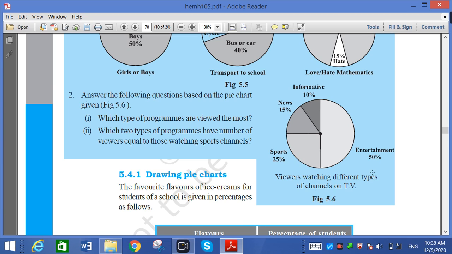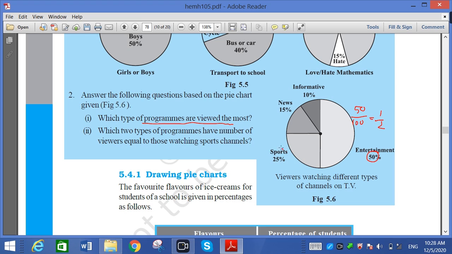So viewers watching different types of TV channels. So entertainment 50%, information only 10%, news 15% and sports 25%. Question is which type is viewed most? So 50% entertainment. But if I want to convert into a fraction, then 50 upon 100, that is 1 by 2.